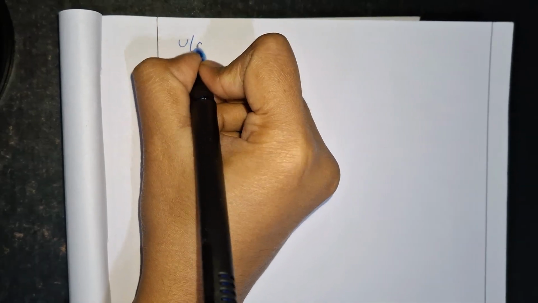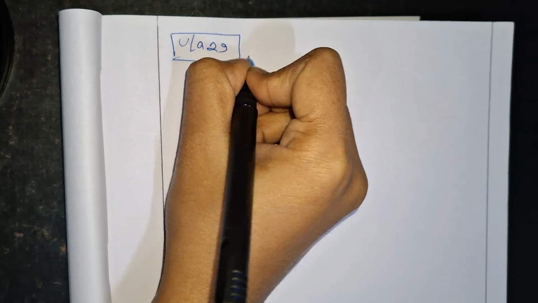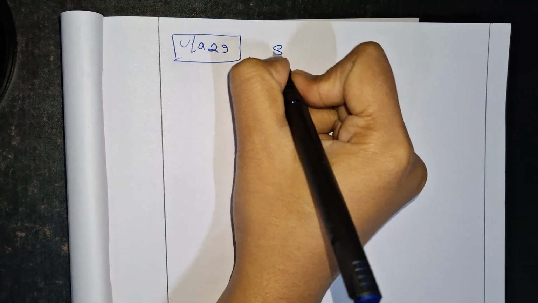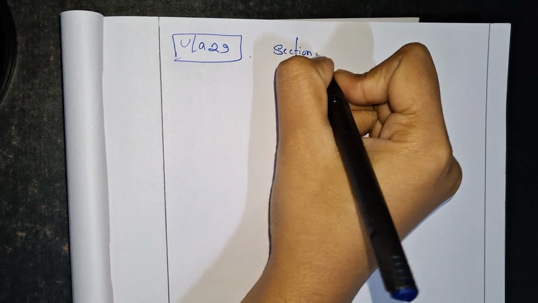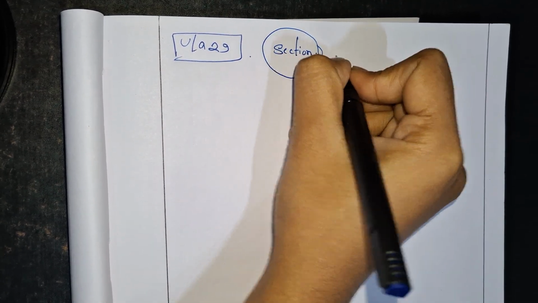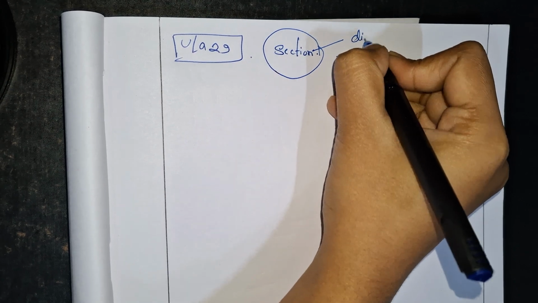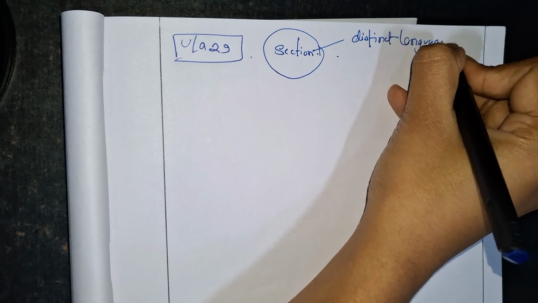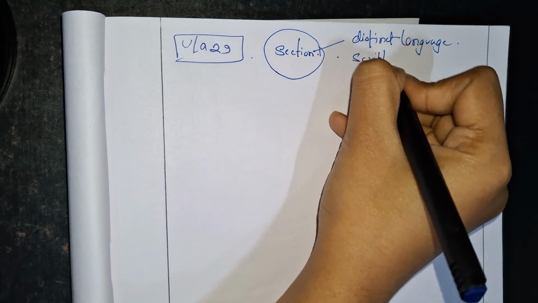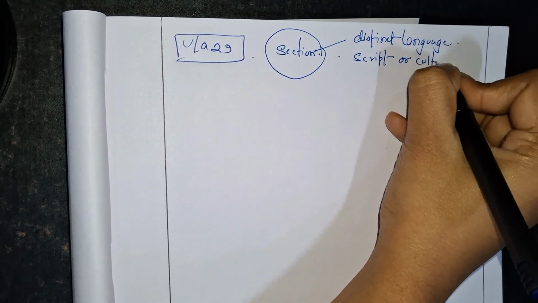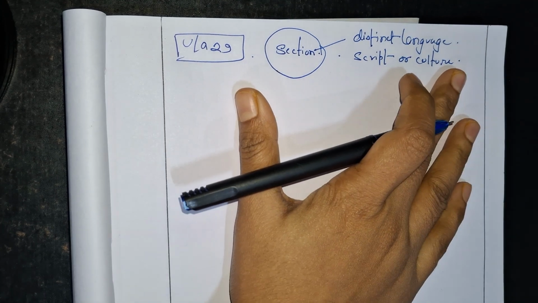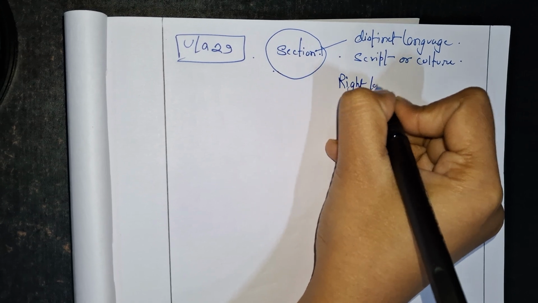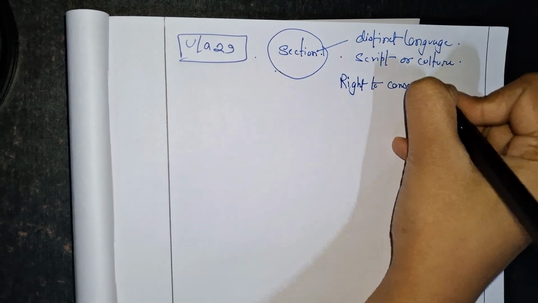Next article is Article 29. So, this article provides that any section of citizens in any part of India having a distinct language, script or culture of its own shall have the right to conserve the same.